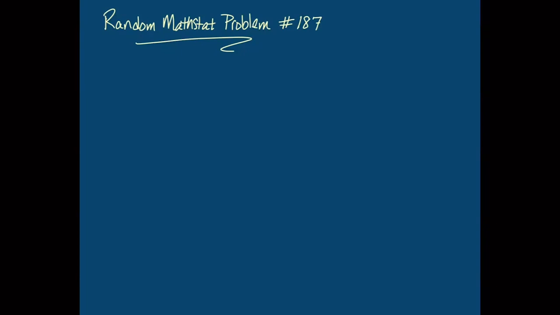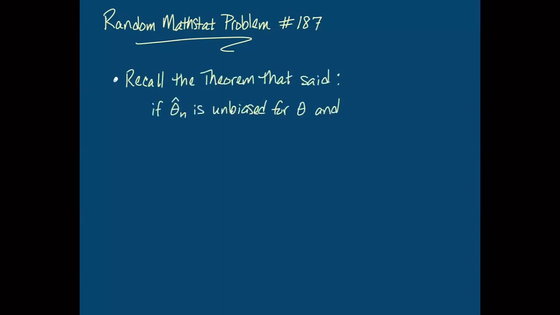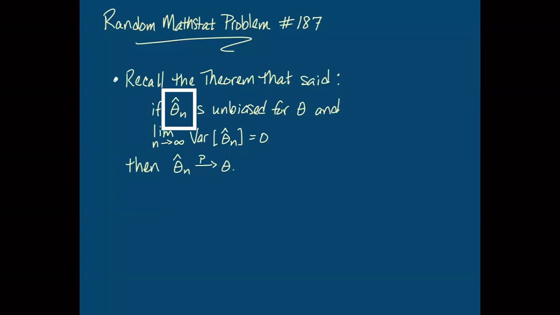Recall the theorem we had that said that if theta n hat is an unbiased estimator for theta, and if the limit of the variance of theta n hat is 0, then theta n hat converges in probability to theta. Remember, an estimator is just a random variable, and so this theta n hat is going to be replaced in this problem with our y sub n.